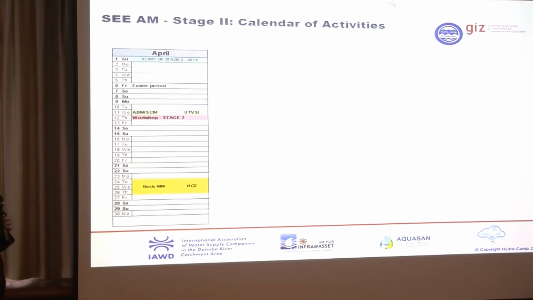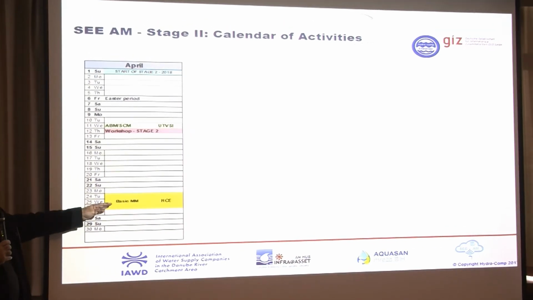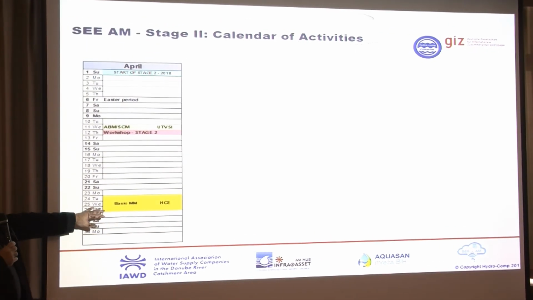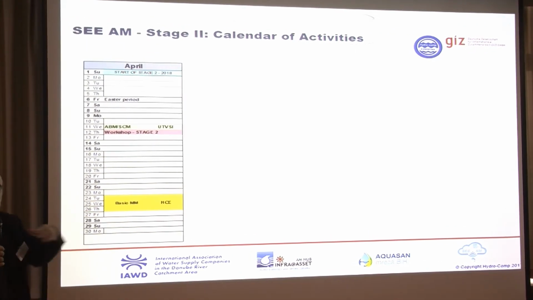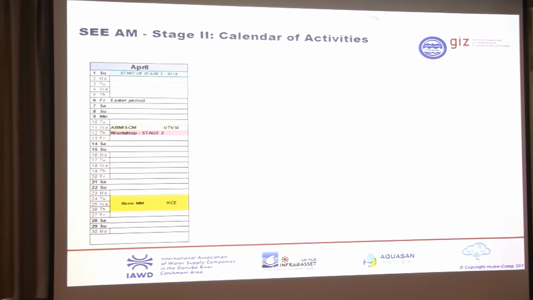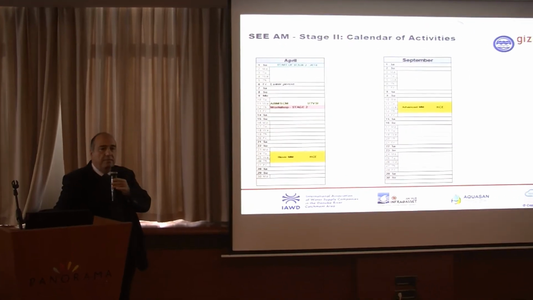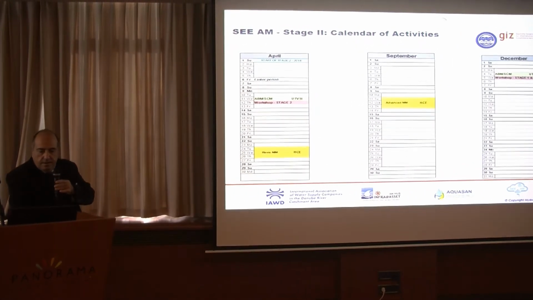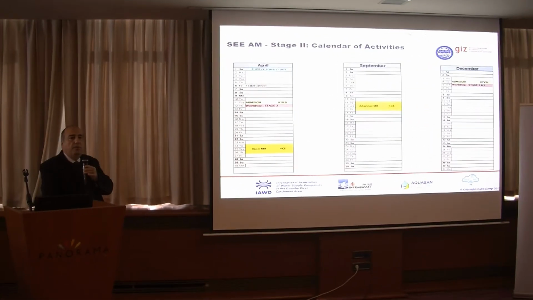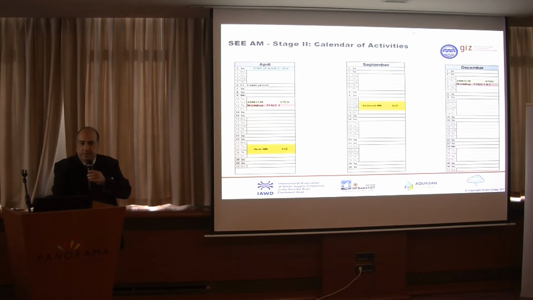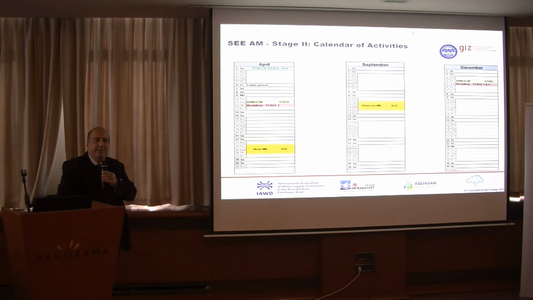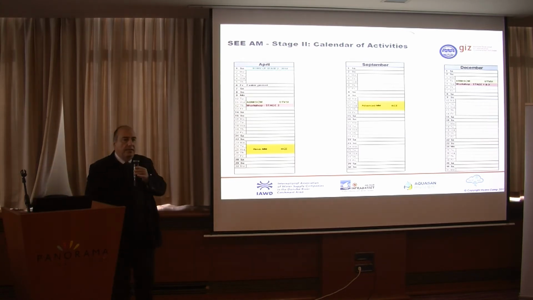starts from April. Preliminary, we have the first training course scheduled for the end of April. And the advanced training, sometime in the beginning of September. And hopefully we'll all be here again in December for the workshop. So these are the three main events for next year for stage two of the program.